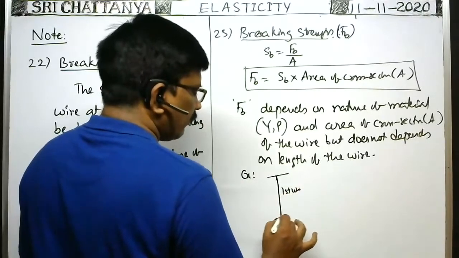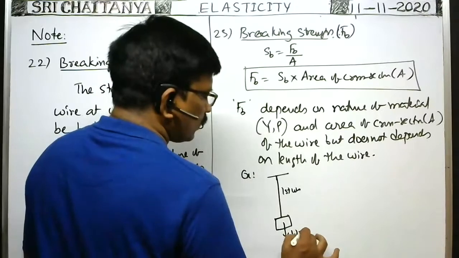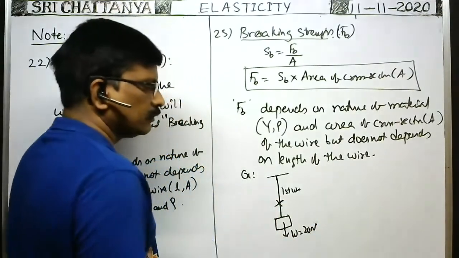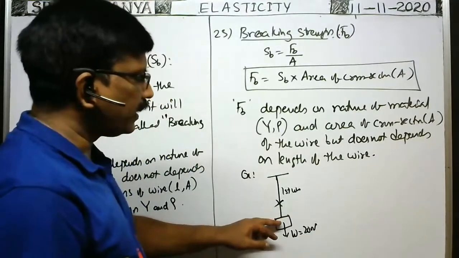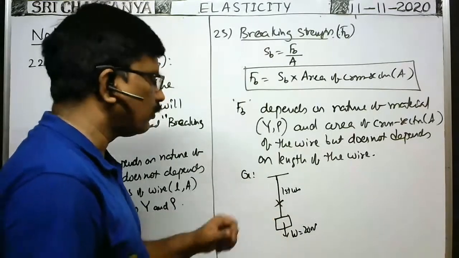In case of the first wire, when load W equal to 20 Newton is suspended, immediately this wire will be broken. The minimum weight suspended here for which the string will be broken is 20 Newton. That's why the breaking strength is 20 Newton.